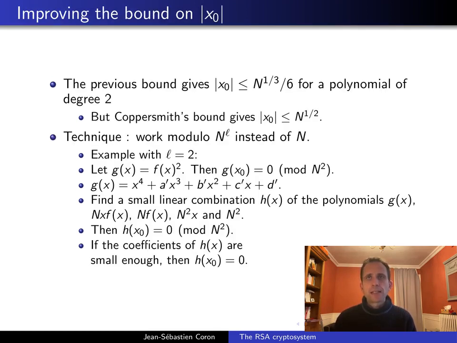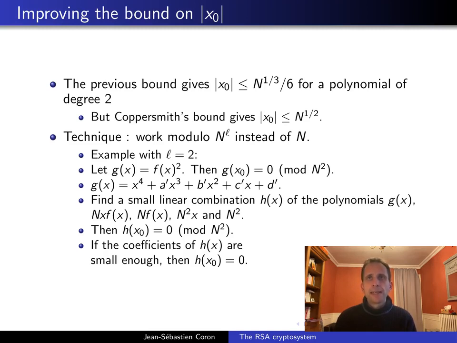We have seen that with the previous technique, for a polynomial of degree 2, we could recover all the small roots smaller than n to 1/3, divided by some constant 6. But what is important is that we got this bound in 1/3. Actually, we have seen initially that the bound for Coppersmith should be 1/2, because the degree is 2. The bound is n to 1 over delta, where delta is equal to 2. So we should get n to 1/2. How can we improve this bound from 1/3 to 1/2?